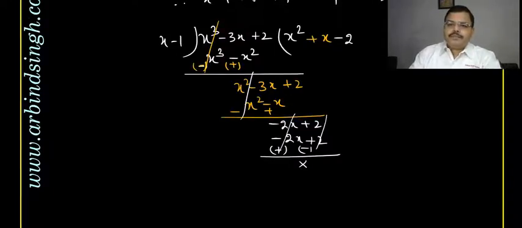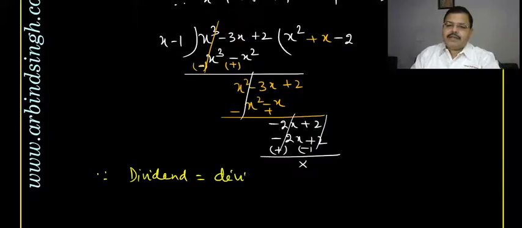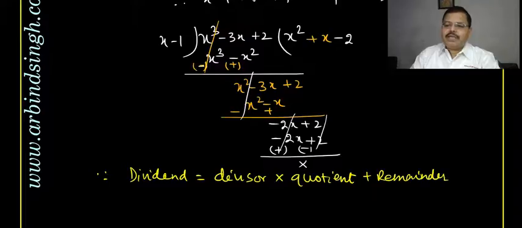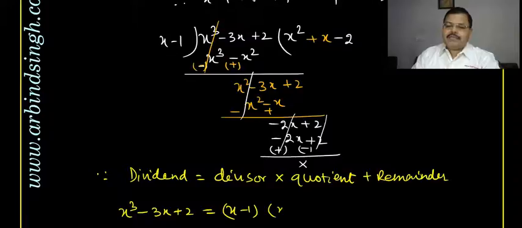You know that dividend is equal to divisor multiplied by quotient plus remainder. So here the remainder is 0, there is no remainder. So we can write x cube minus 3x plus 2 as x minus 1 times x square plus x minus 2.